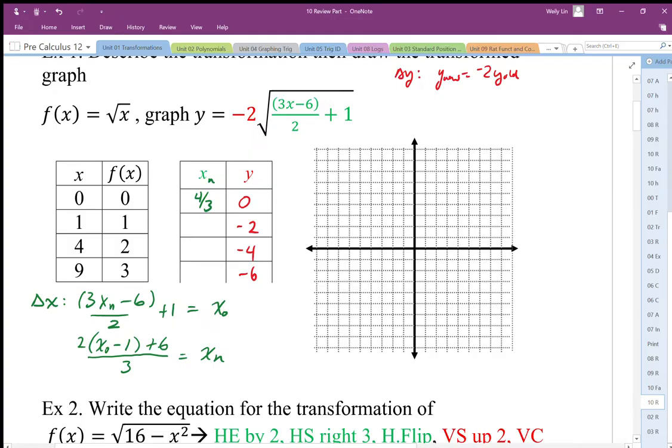And so this is a fairly complicated transformation, but really we can just easily simplify this like that. I'm going to plug in 1. 1 minus 1 is 0, so I get 6 divided by 3 is +2. Here I get 4 minus 1 is 3, times 2 is 6, plus 6 is 12, divide by 3 is 4. And then 9 minus 1 is 8, times 2 is 16, plus 6 is 22, divide by 3 gives me 22/3, or about 7 1/3. And there it is. I've done all my transformations.